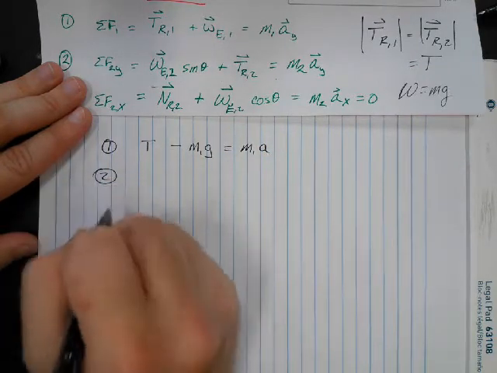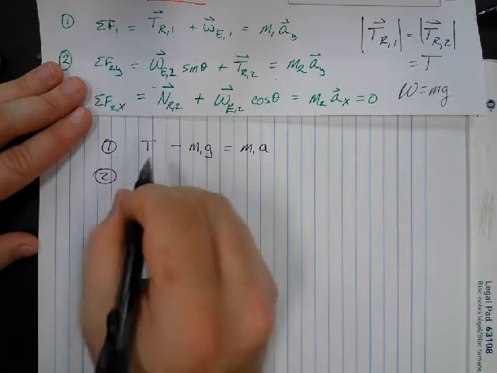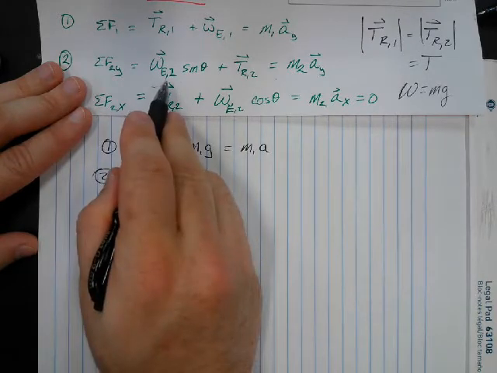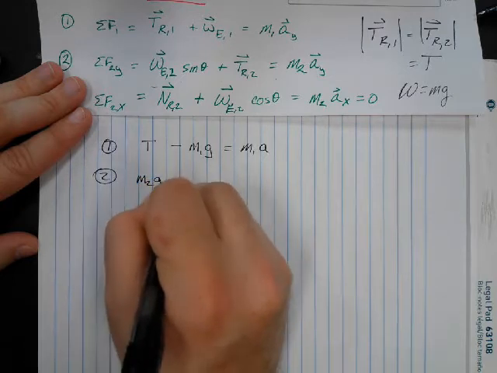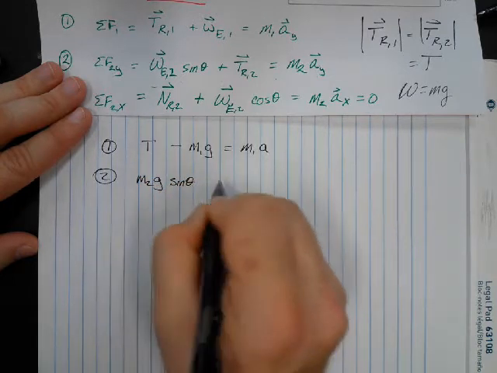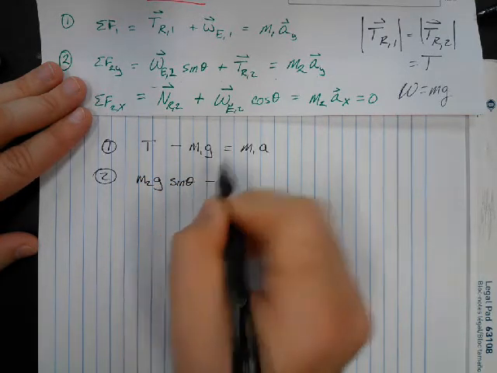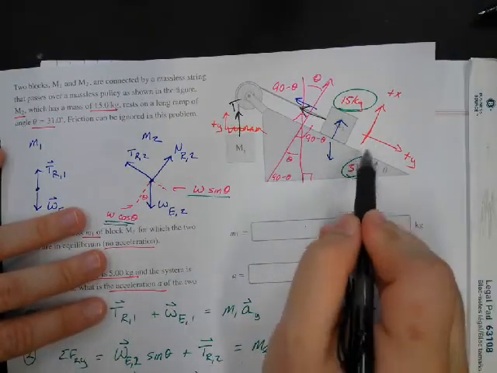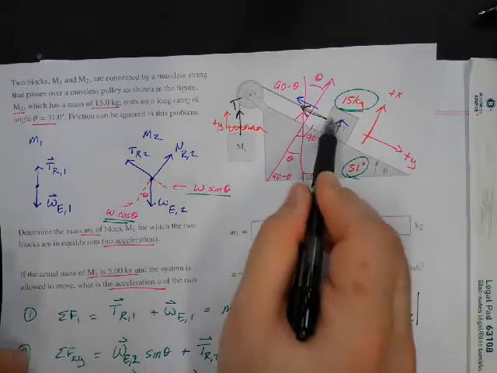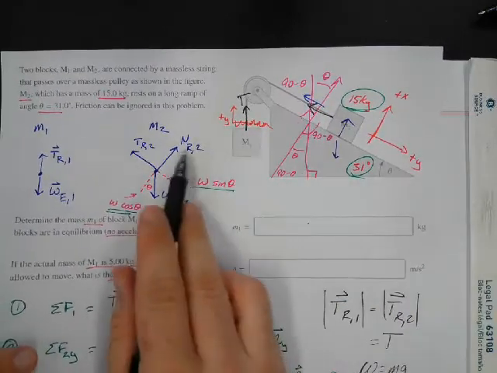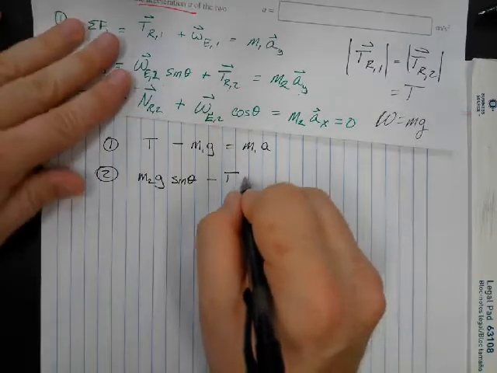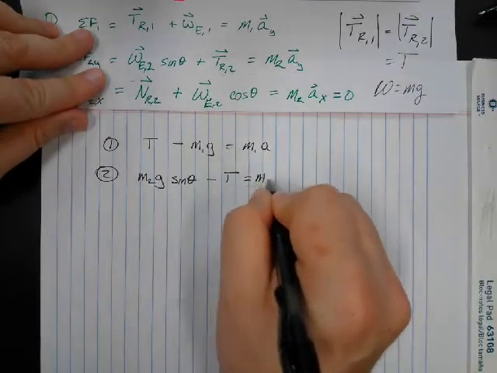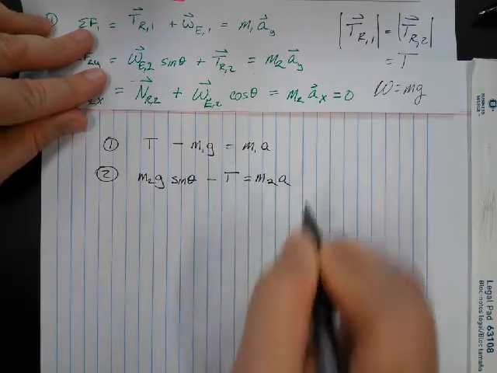And then for the second set of equations, this is in the positive direction. So we have mass 2g sine theta. The tension's in the negative direction. We're taking down the ramp as positive, the tension is up the ramp, so it's negative. And that's going to be mass 2 times acceleration.